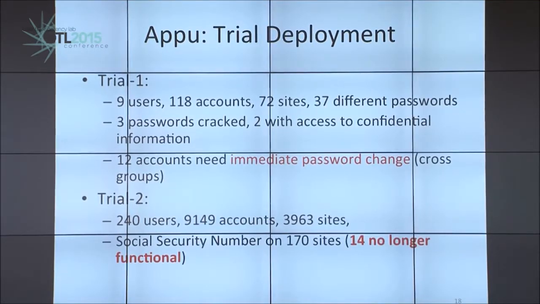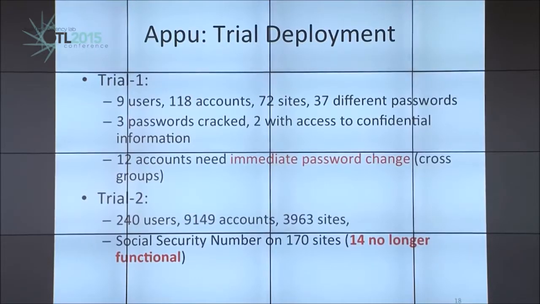Trial 2 was with a larger number of users but fewer features. And in that trial, we found that social security number was given out on 170 sites. 14 of them are no longer functional. So it is not known what happens with the social security number given out on those sites, or whether the user is even aware of this situation.